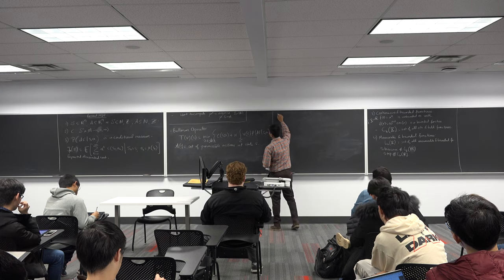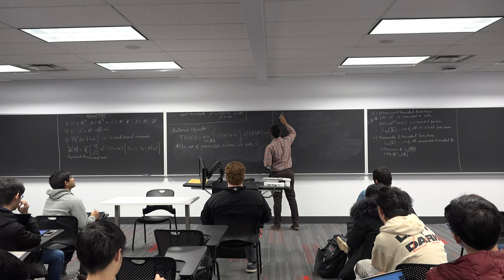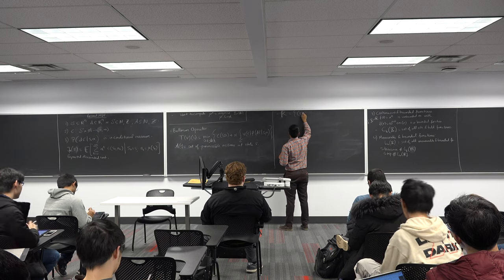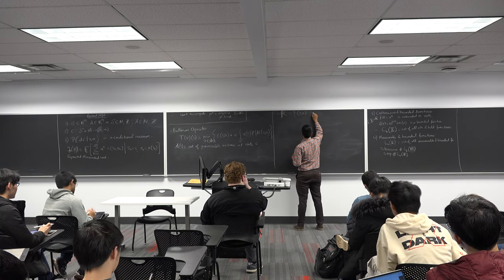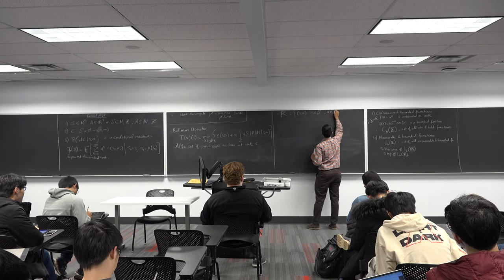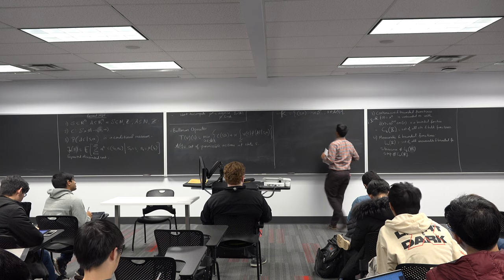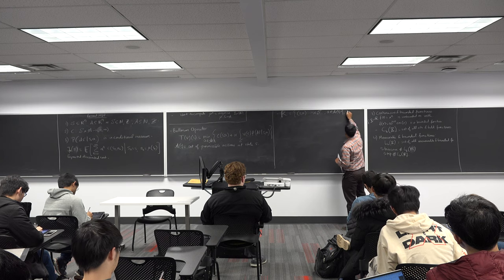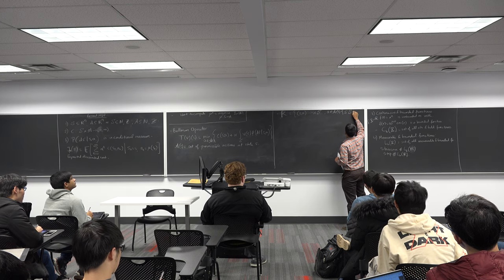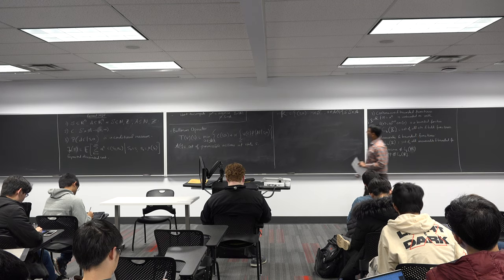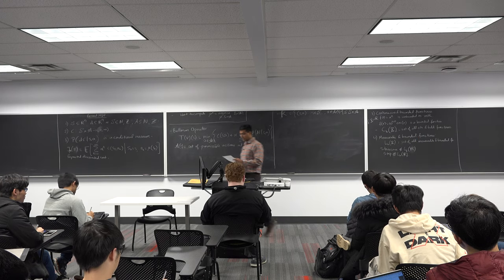So I'm going to define a set K. This is the set of state action pairs such that s is in S and a is in A(s). So this is a subset of S cross A, the set of all permissible state action pairs.